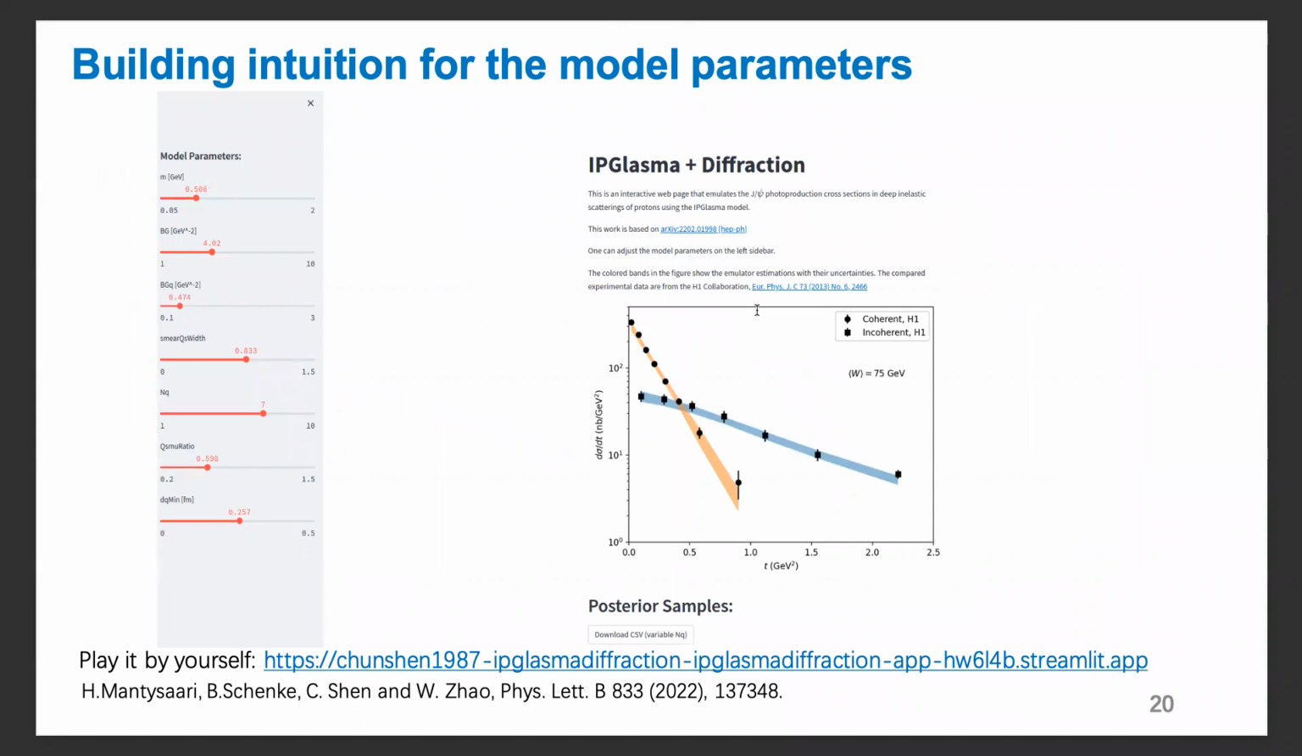Okay, we have uploaded all the models' emulated data on this website. If you are interested, you can play with it yourself. You can change one or two of the parameters and see how they affect the final result, both the coherent and incoherent cross sections in gamma-proton collisions. Is one of the parameters the number of hotspots that you can adjust? Yes, it is. You can check the number of hotspots and see how they affect the result.